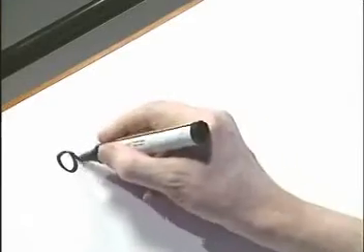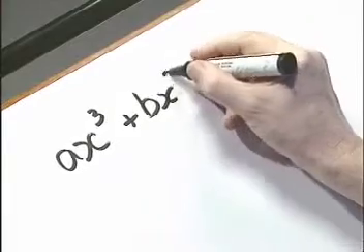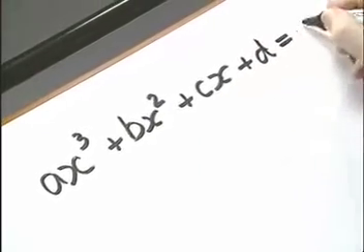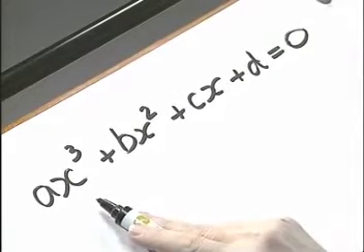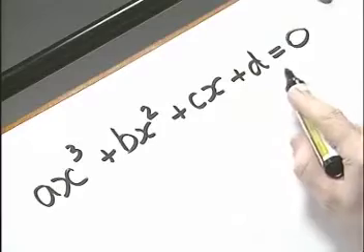The general strategy for solving a cubic equation is to reduce it to a quadratic and then solve the quadratic by the usual means, either by factorising or using the formula. A cubic equation has the form ax cubed plus bx squared plus cx plus d equals 0. It must have a term in x cubed or it wouldn't be a cubic, but any or all of b, c and d can be 0.